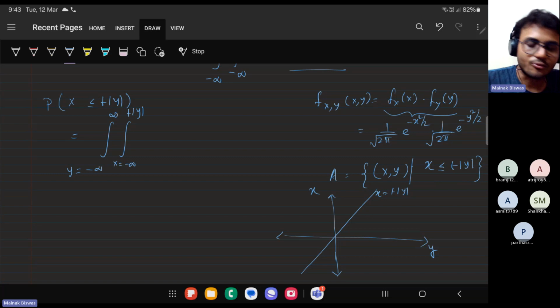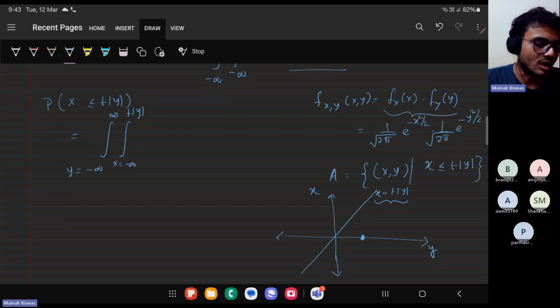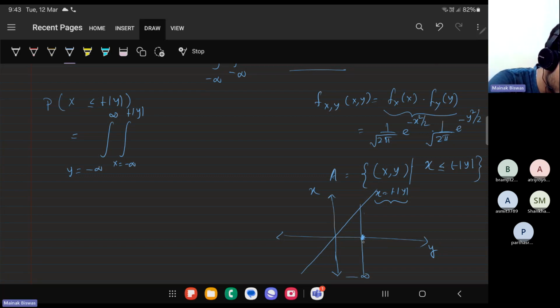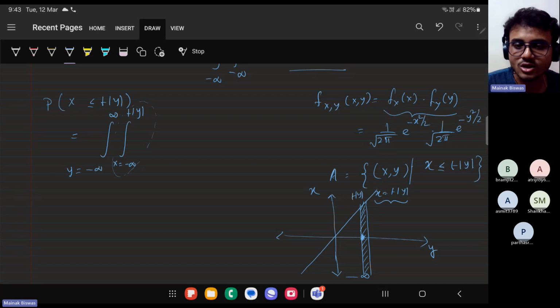So for a particular value of y, say this is given to you, what would be the values of x? X would range from minus infinity to this one. Yes or no? That's what I am taking, the integral of the inner area. This is how you do multivariate calculus integrations. You draw that diagram and then do it. And now you have to do it for all y's, all possible values of y.